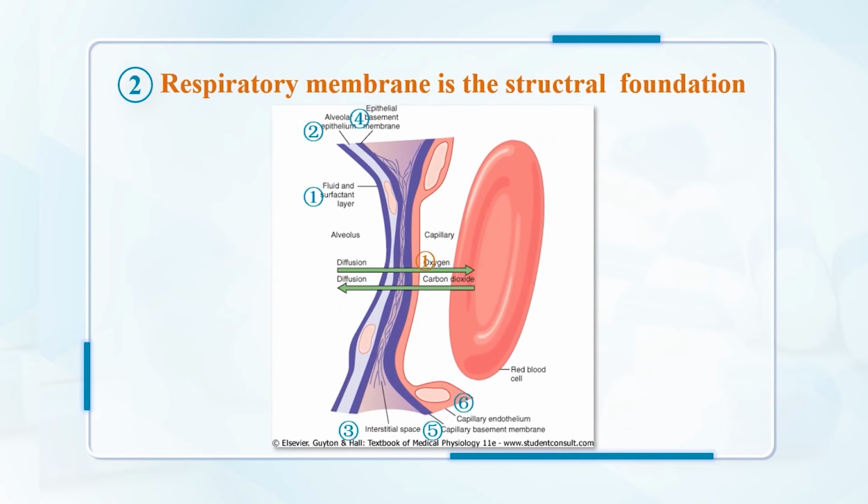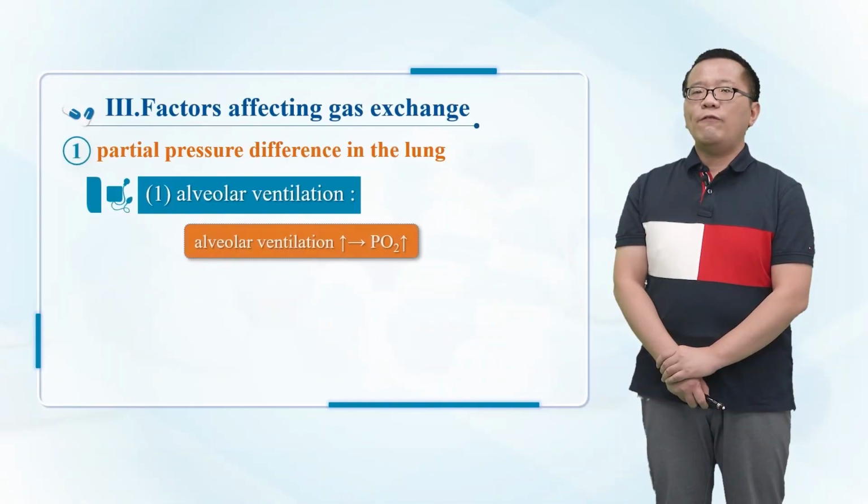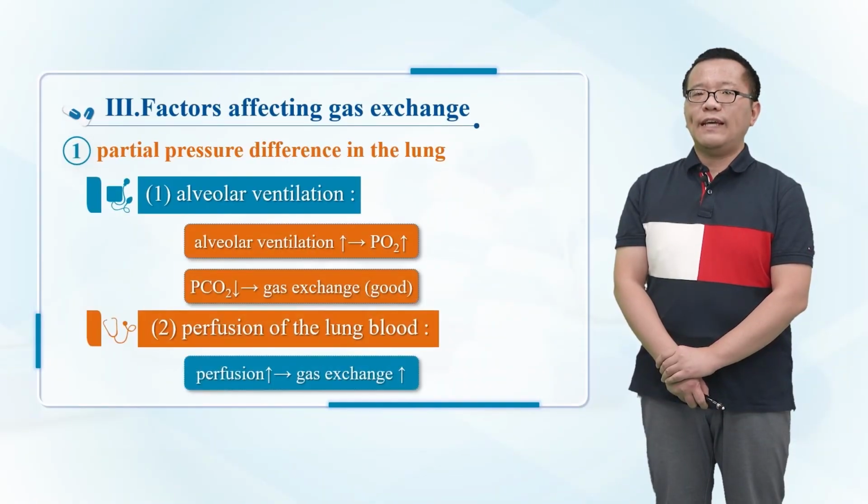In the lung, oxygen and carbon dioxide exchange must go through 6 layers of tissue: fluid and surfactant, alveolar epithelium, basement membranes, interstitial space, capillary basement membranes, and capillary endothelium. There are 4 factors affecting gas exchange.